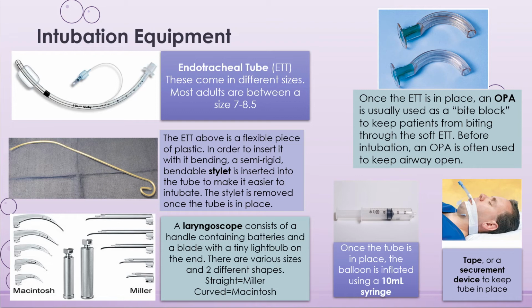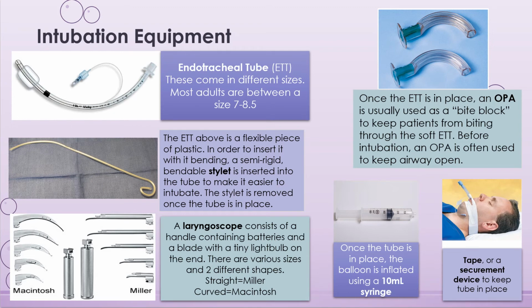So there's two main kinds of blades that are used in practice. The straight are called the Millers, and the curved are called a Macintosh, or Mac for short. All right, and the only way I remember the difference, and this is what stayed with me, is Macintosh apples are round, so the curved ones are Macs because they're curved like an apple, if that helps.